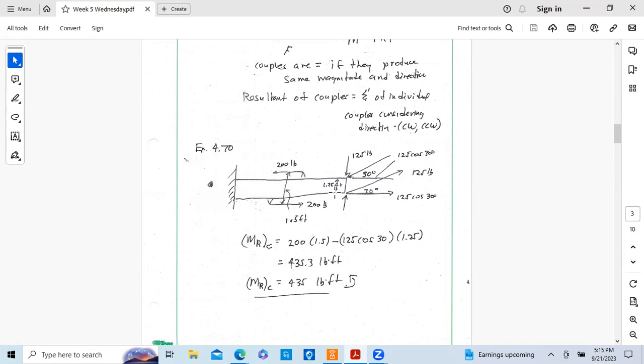And here's what we're going to do with this 125-pound force couple at a 30-degree angle. I'm going to break this down into components. So I can find the y component, and I can find the x component. Here's the y component. Here's the y component here.